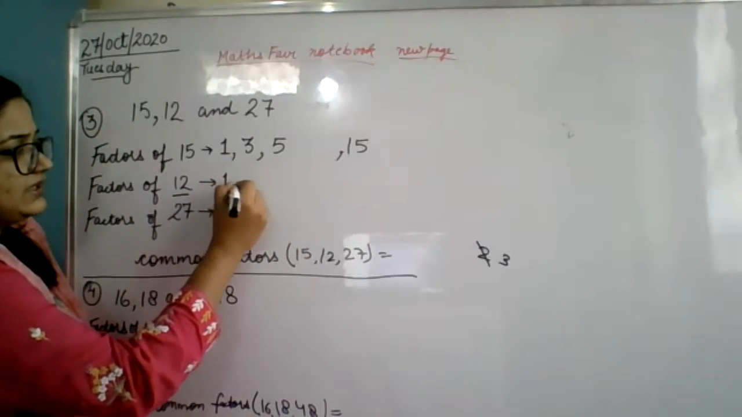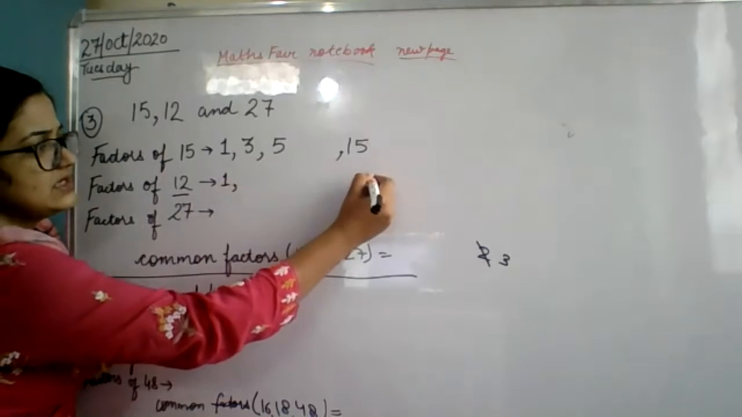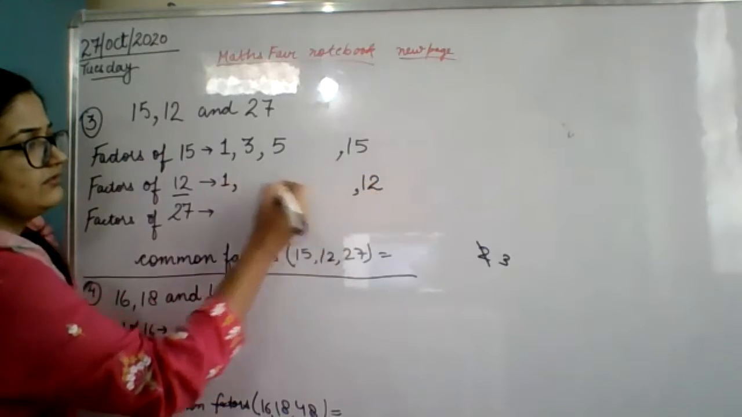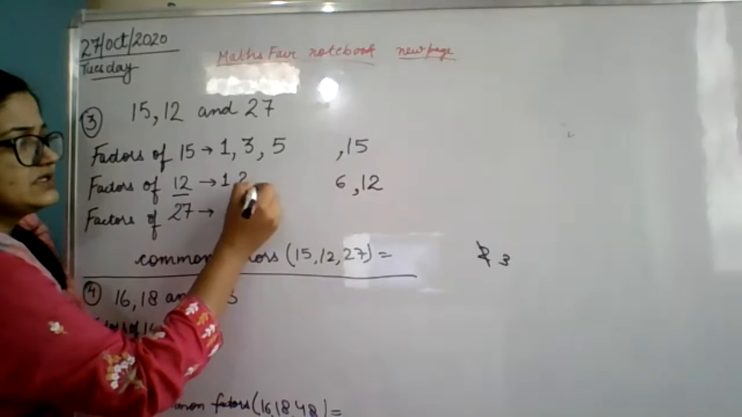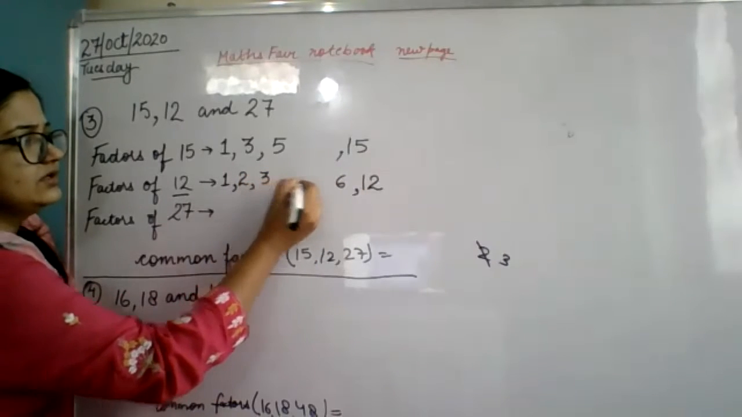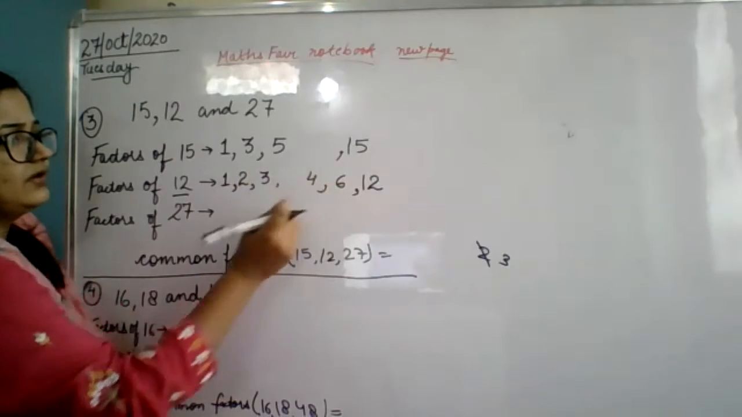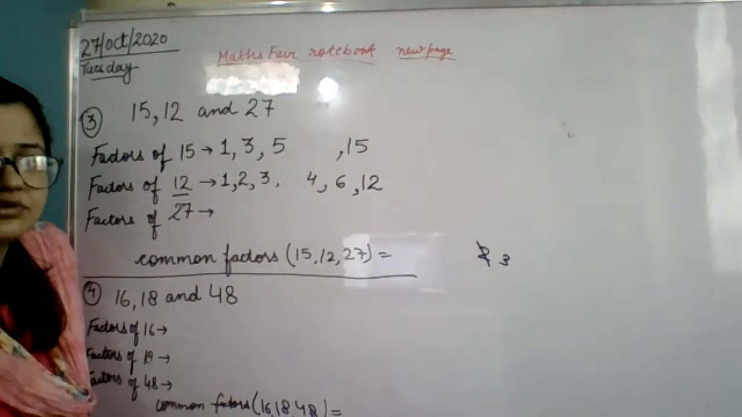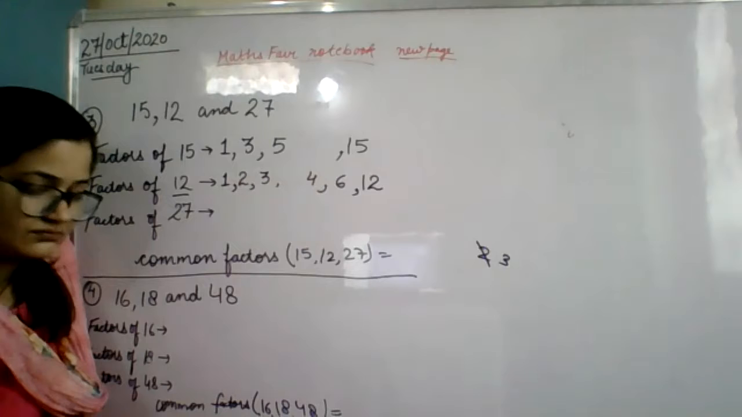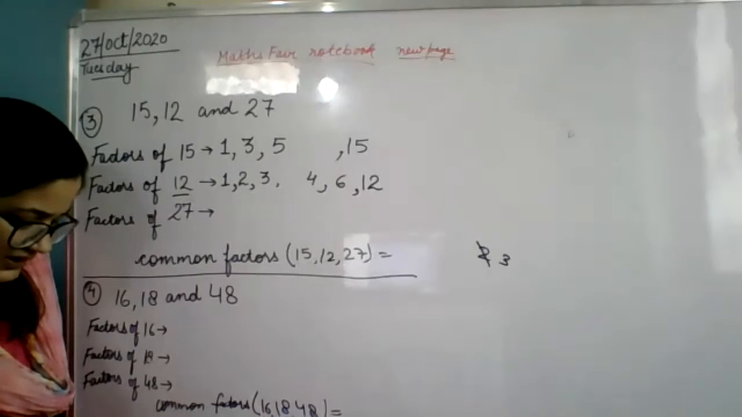Is 12 divisible by 1? Yes, 1 twelve is 12. Is it divisible by 2? 2 sixes are 12. Is it divisible by 3? 3 fours are 12. And is it divisible by 4? Yes, 4 is written there. So these all are factors of 12. Like this you have to take out one by one.